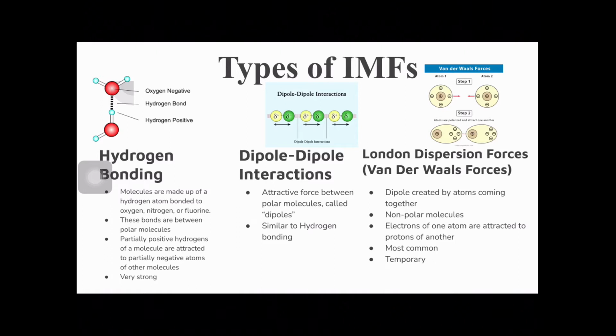The difference, however, is that hydrogen bonding is always due to the polar bonds between hydrogen and fluorine, oxygen, or nitrogen. Dipole-dipole interactions, on the other hand, can be due to any other polar bonds. The third major IMF is London dispersion forces, or van der Waals forces. These forces are between nonpolar molecules and occur when atoms coming together causes those molecules to become dipoles.